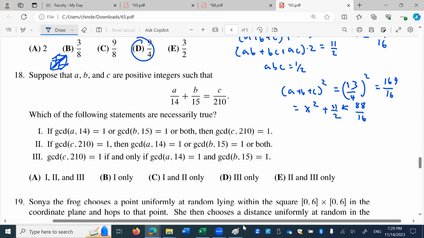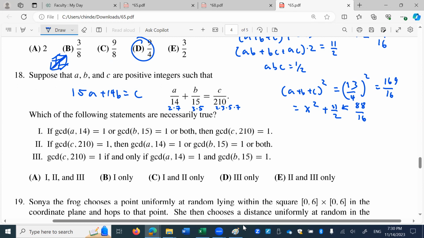Okay, A, B, and C are positive integers, and we have a fraction addition. So let's check the denominator here, right? 210 is the least common multiple, so this makes sense. So we're going to have something like 15a plus 14b equals c. And so, which of the following statements is true?